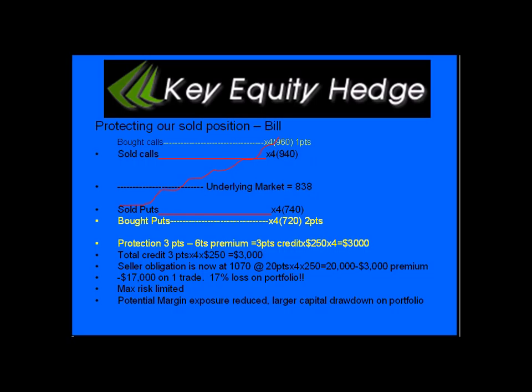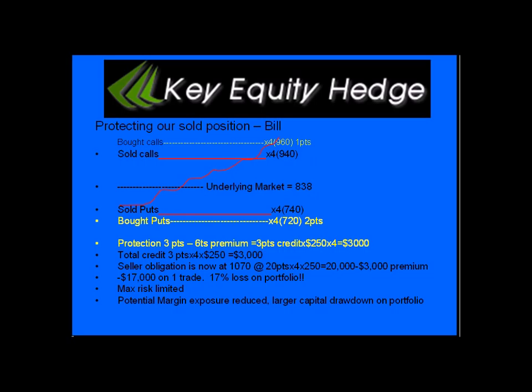So he decides that he's going to do exactly the same spread, but he's going to buy calls at 960 and puts at 720. So he's basically buying positions above and below his sold strike points of around about 20 points above and 20 points below, just to make sure he caps his risk.